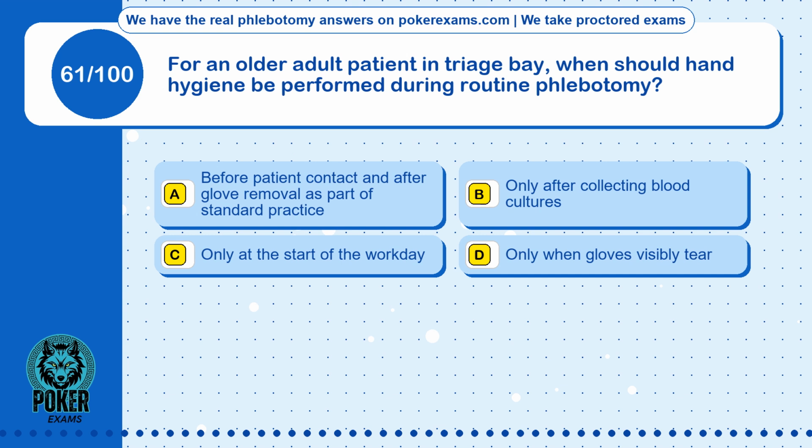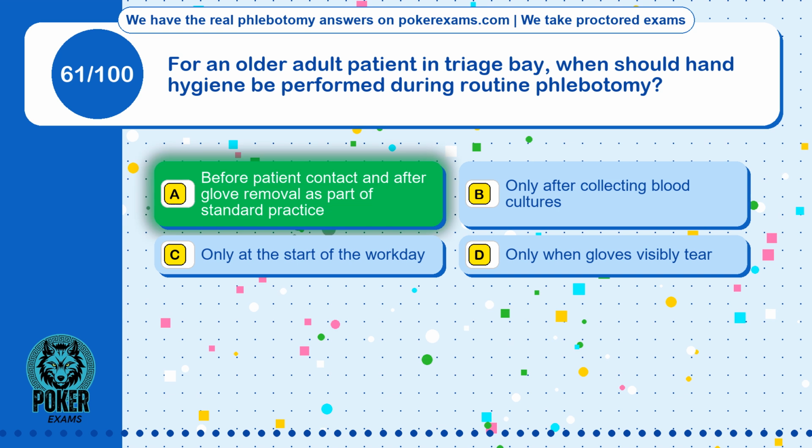Question 61. For an older adult patient in triage bay, when should hand hygiene be performed during routine phlebotomy? Option A. Before patient contact and after glove removal as part of standard practice. Option B. Only after collecting blood cultures. Option C. Only at the start of the workday. Option D. Only when gloves visibly tear.